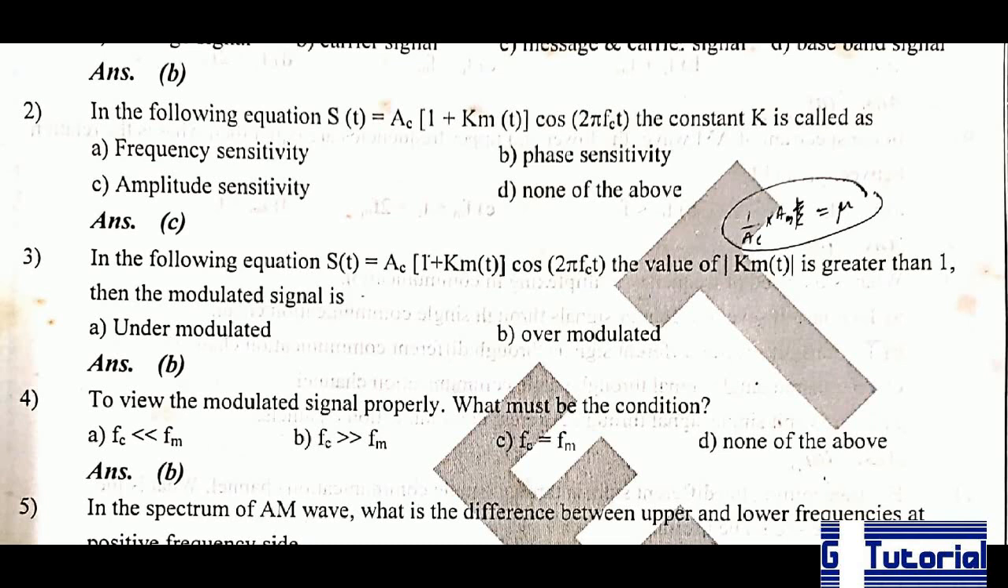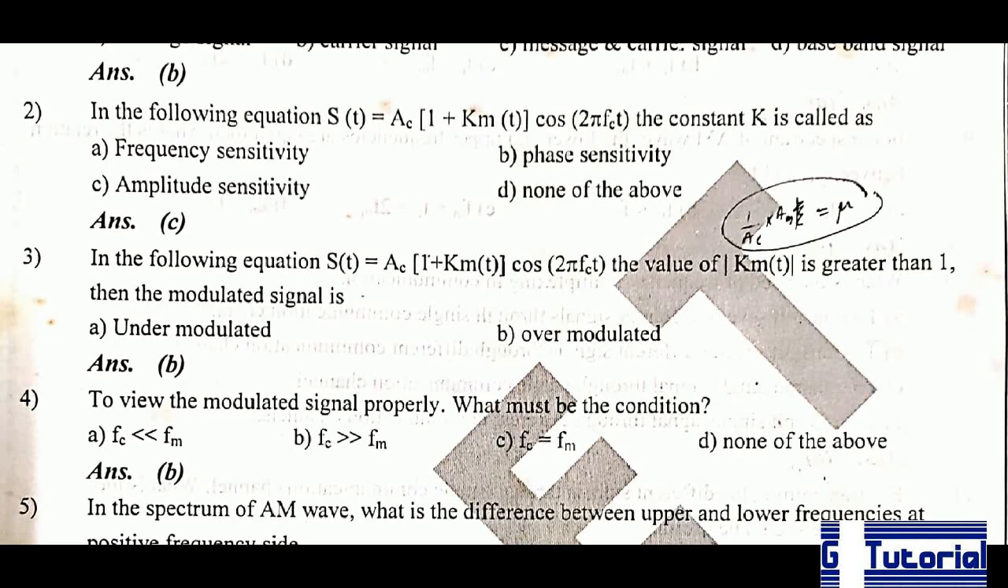Next question. To view the modulated signal property, what must be the condition? The condition is that the carrier signal frequency should be very much greater than the message signal frequency. That is, Fc is very much greater than Fm.